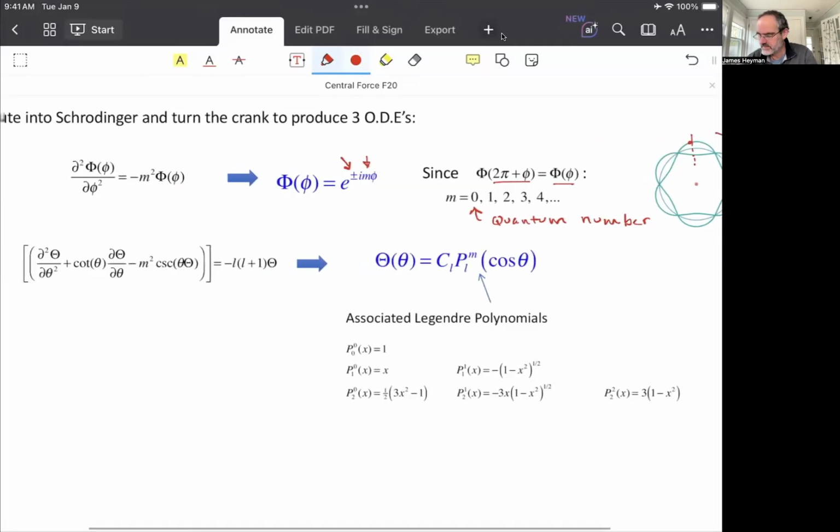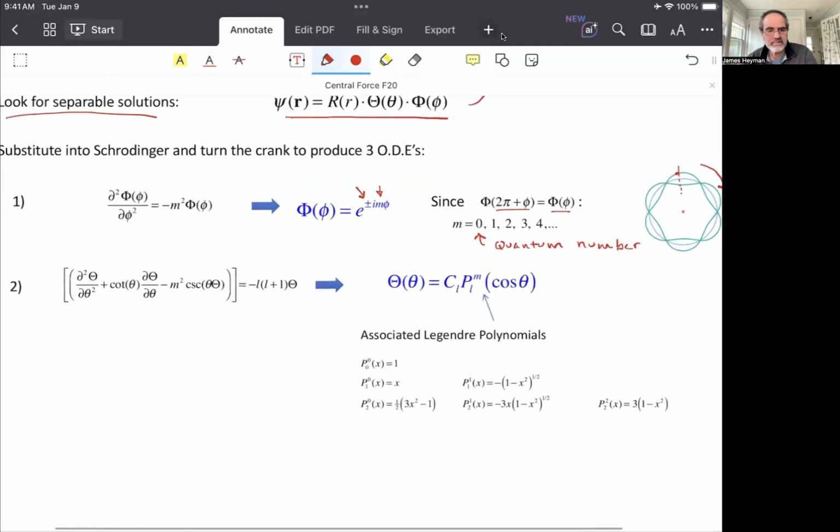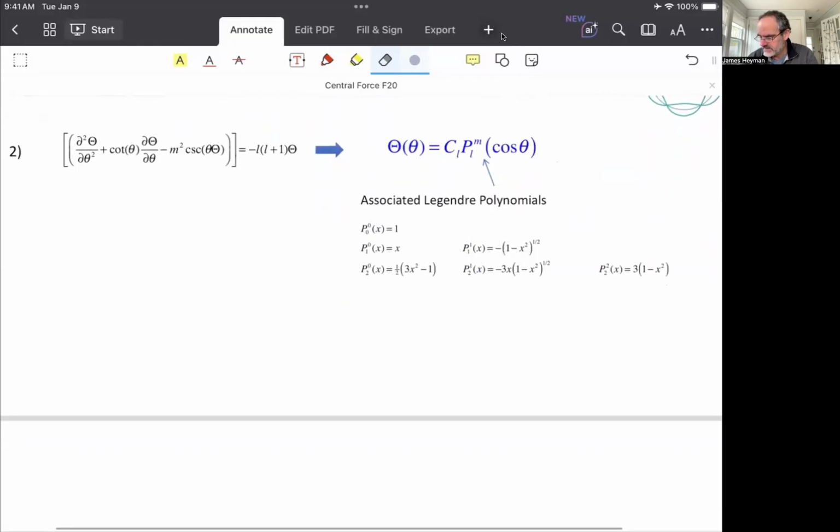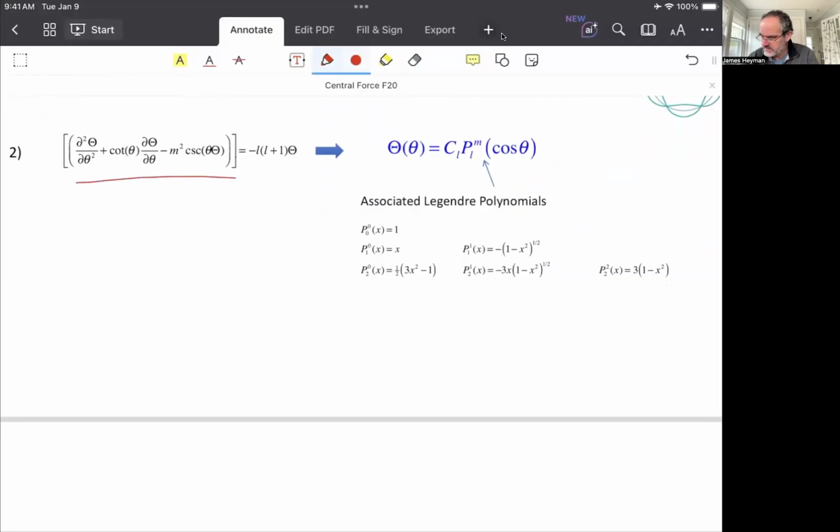All right? So separation of variables breaks up Schrodinger's equation into three ordinary differential equations. The first of these is the equation for the phi function, and we've just taken a look at that. It's straightforward. The second equation looks like this. It's not as easy to parse, all right?